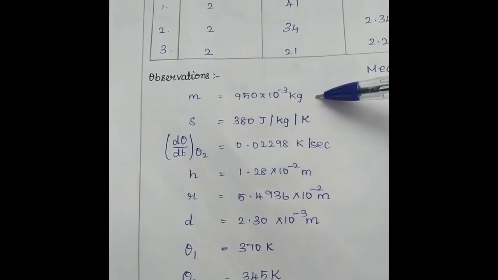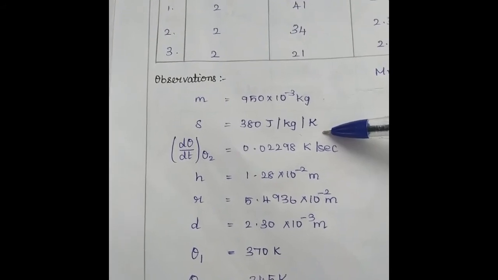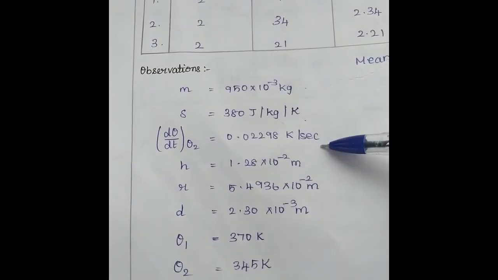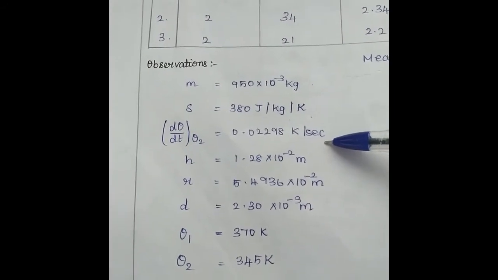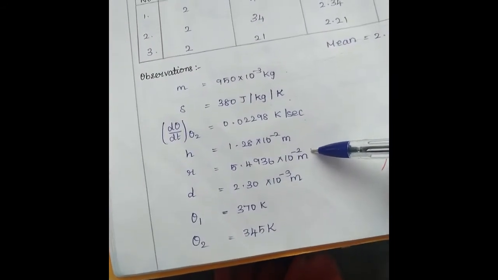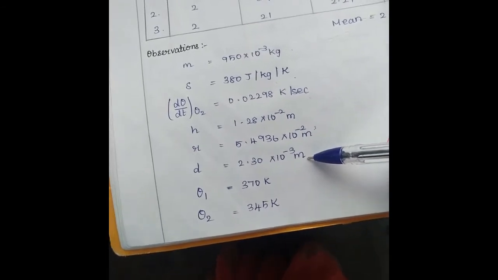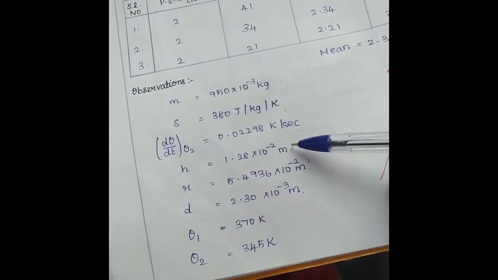Now you can substitute all the values. You can see here the observed readings are written here. Mass of the disk is written as 950 into 10 power minus 3 kilogram. Specific heat of the material is 380 joule per kilogram per Kelvin. That is for the least disk. And this is the calculated value of d theta by dt from the graph we had plotted between time and temperature. And this represents the radius of the least disk, which was calculated by measuring the circumference. d represents the thickness of the bad conductor, which was measured using a screw gauge. And h represents the thickness of the least disk, which is measured using a vernier caliper.